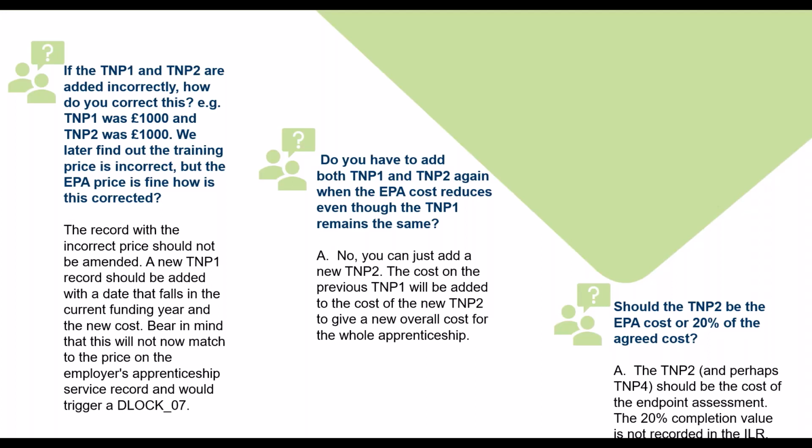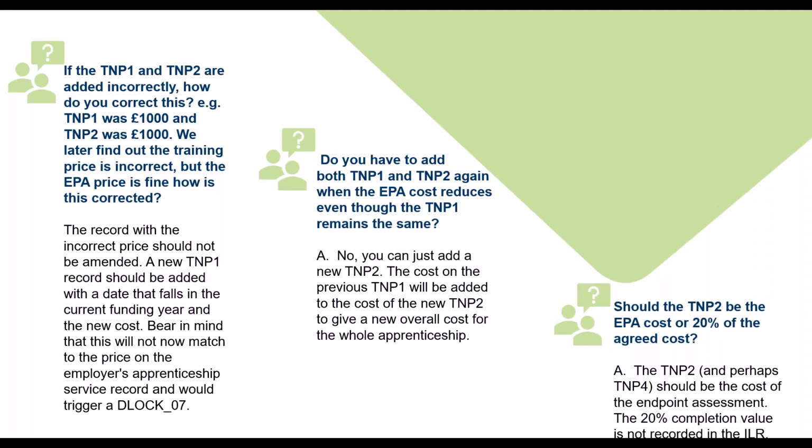If the TNP 1 and 2 are added incorrectly, how should you correct this? E.g., TNP 1 was added as 1,000 and TNP 2 was added as 1,000. We later find out the training price is incorrect. The EPA price is fine, but how is the correction made? The record with the incorrect price should not be amended.